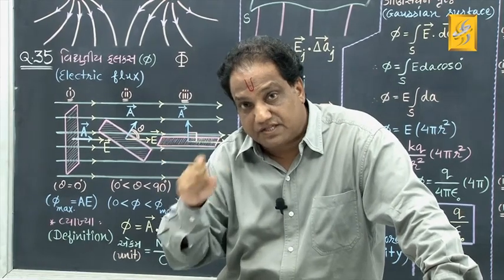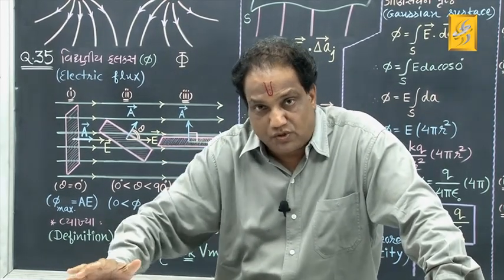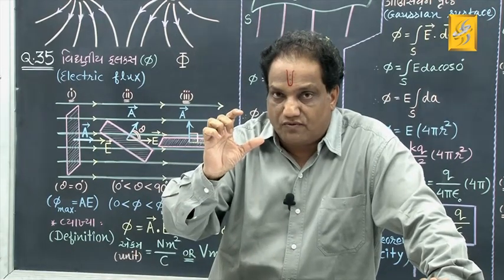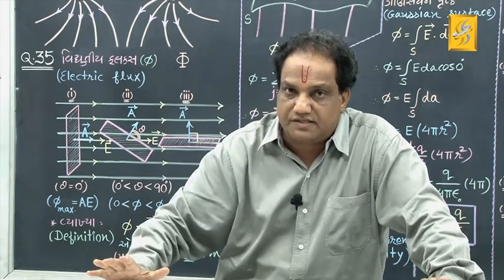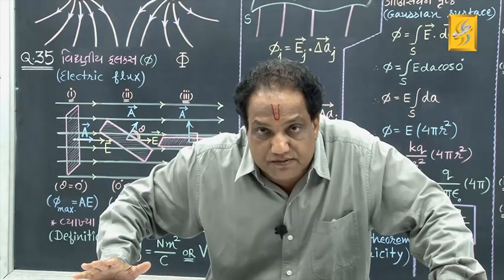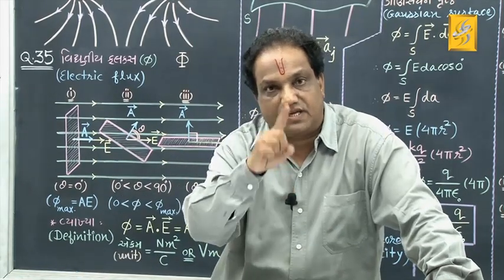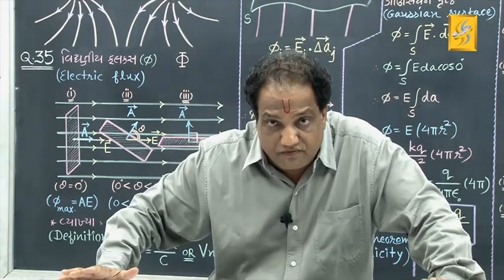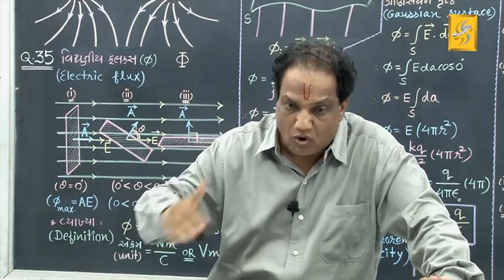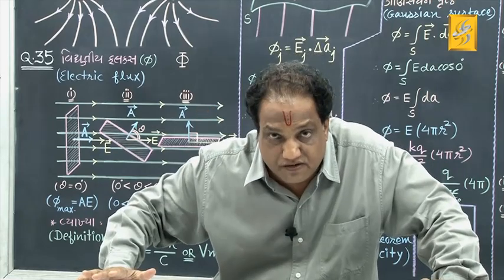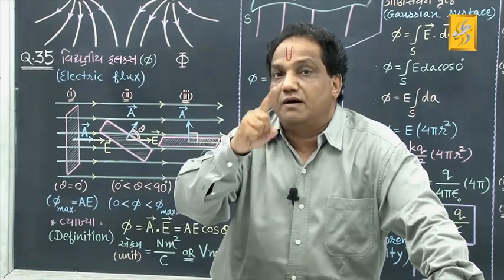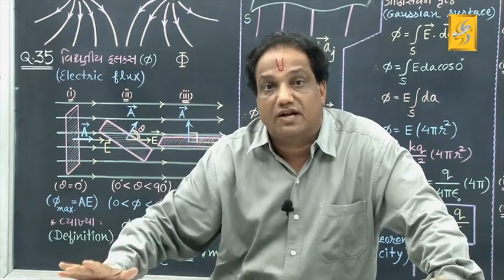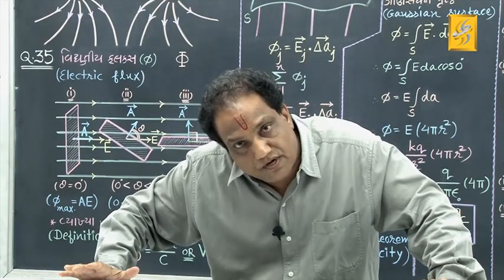But this electric flux has some unit. So itself it is not simply a number, it is a measure of number of electric field lines passing through a given surface. If that number is greater, then we say more electric flux is linked with that surface, more electric flux is associated with the surface, and if that number is smaller, we say less electric flux is linked with the surface. Got it?